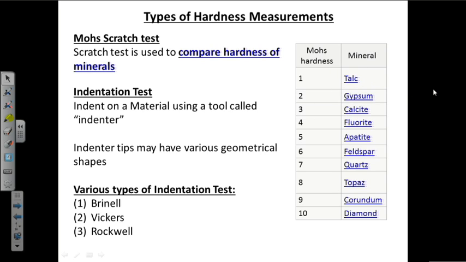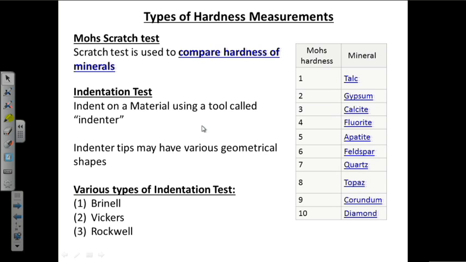Now, the second type of hardness test is called indentation, where we perform an indent on a material surface using a tool called an indenter. The tips of those indenters may have various geometrical shapes. They may be spherical, may be conical, or may have some other geometrical shape. And there are several types of indentation tests based on the geometry of the indenters.